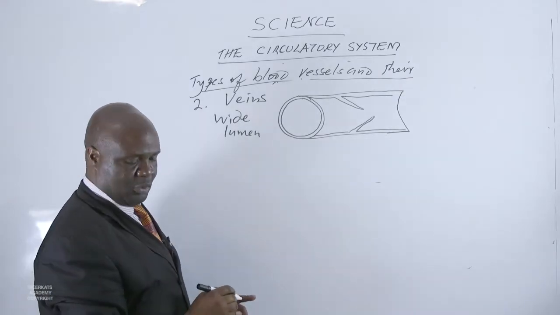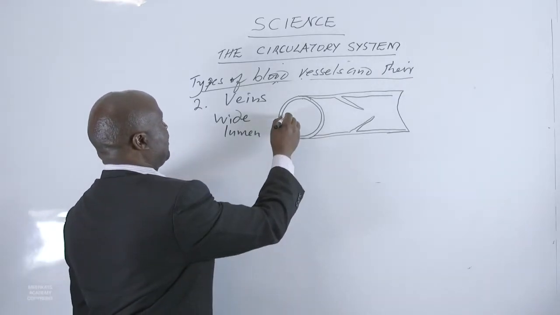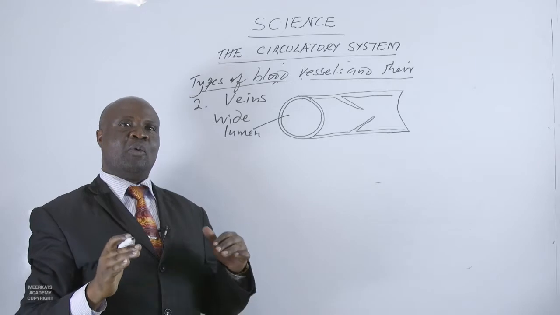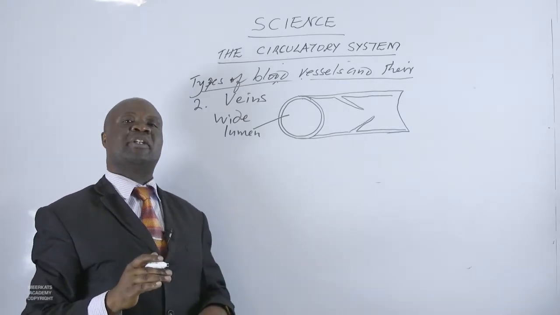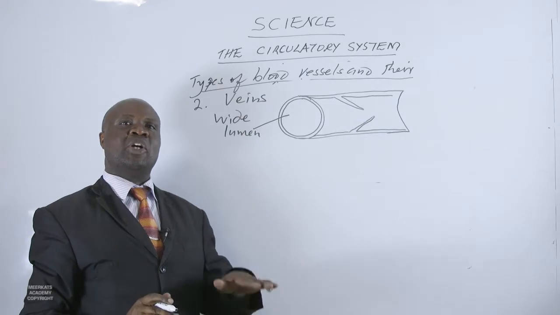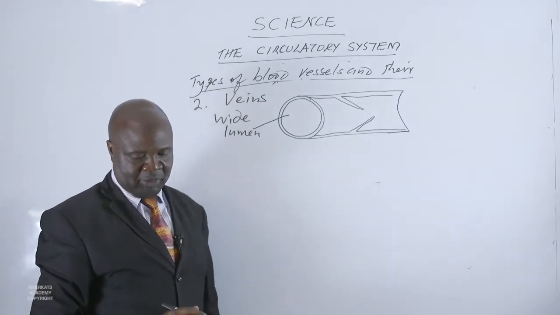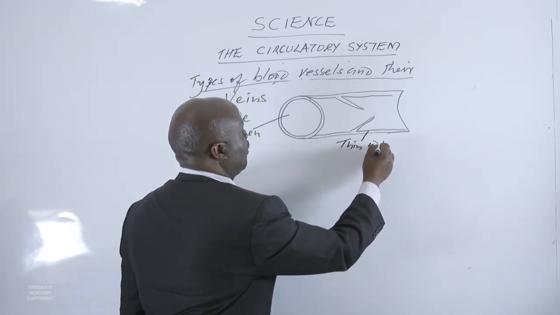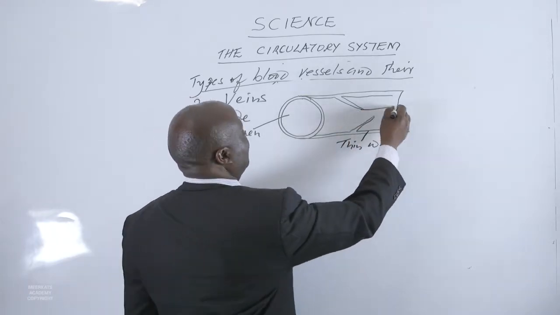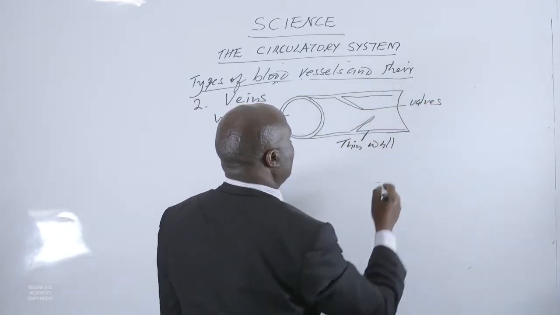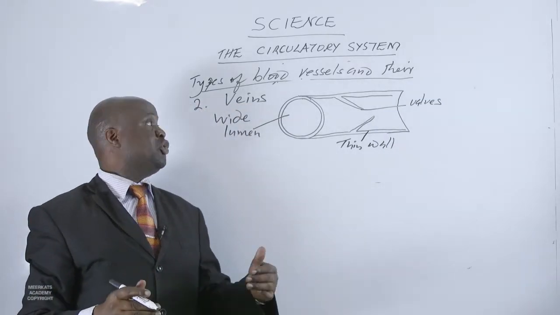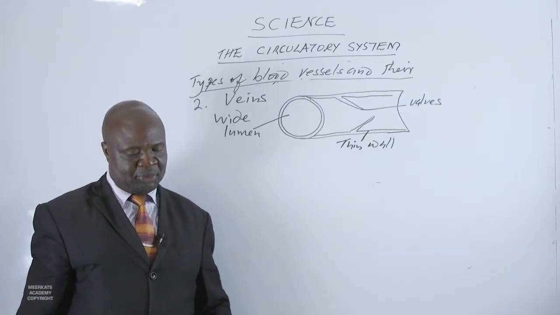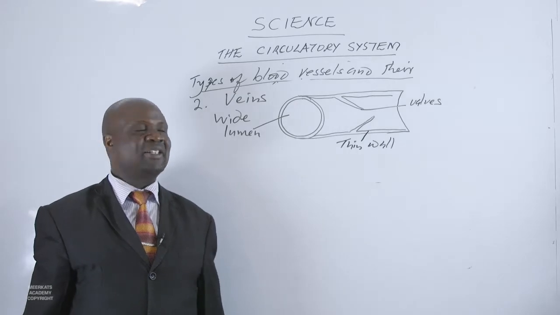What we want to communicate, when you talk of a wide lumen, this area is very wide, so that the blood flowing through the veins flows slowly and has low pressure. Valves are there, as we have indicated. They have thin walls, and these are valves. What the valves do is ensure that the blood does not flow backwards. It's forward ever. So what are the major characteristics of veins?